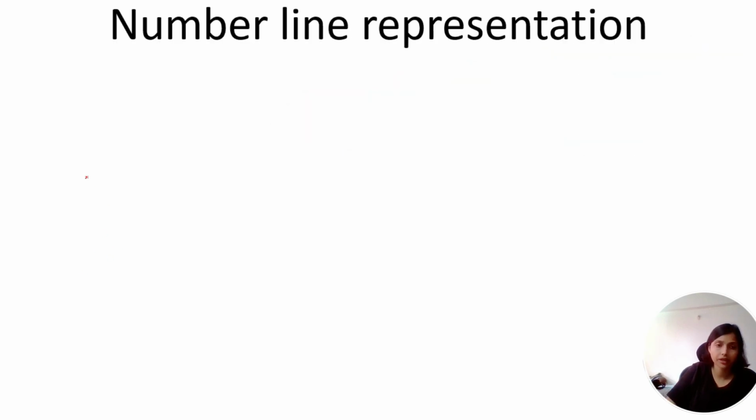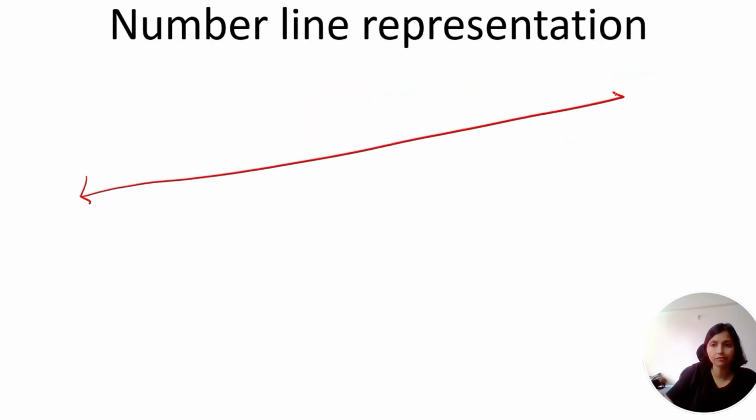Now let's see the number line representation of the proper fraction. So I have drawn the number line. I have put 0 at the center, positive numbers on the right, negative numbers on the left. I don't need to put the plus sign here. So suppose I have to show the number 1 by 2 on the number line. So we know this is a proper fraction. The numerator is less than the denominator. So it is obviously less than 1.